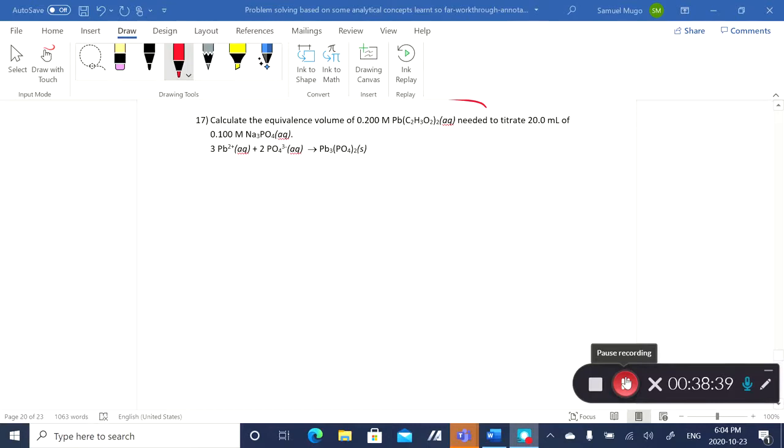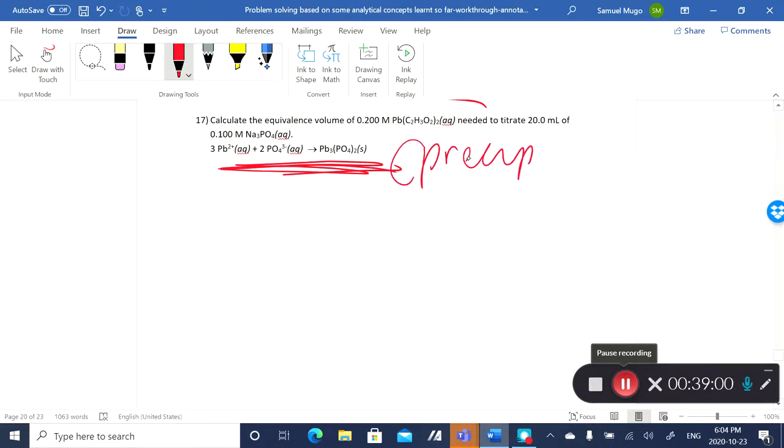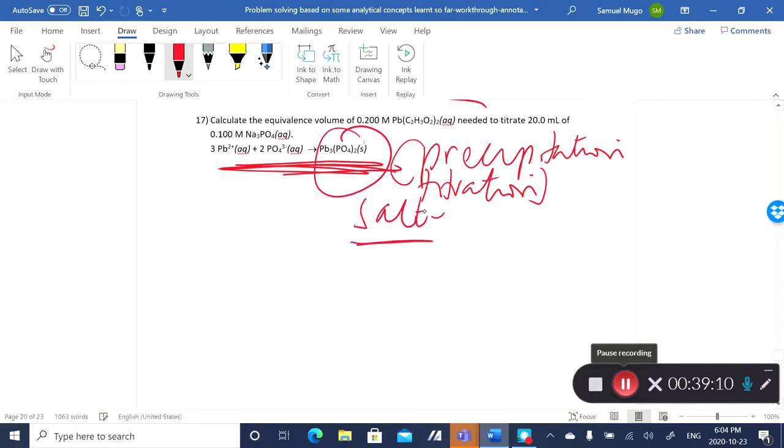So the next problem, maybe I'm beating this to death, is calculate the equivalence volume. Because I really want you guys to understand the equivalence volume. You use it a lot in the industry, in volumetric titration. So that's your reaction, that's your titration reaction. And you can see it's a precipitation titration, right? Of course, by precipitation titration means the product is a salt. You can see it's a salt. It's precipitating. Okay. So in this case, how do you calculate?